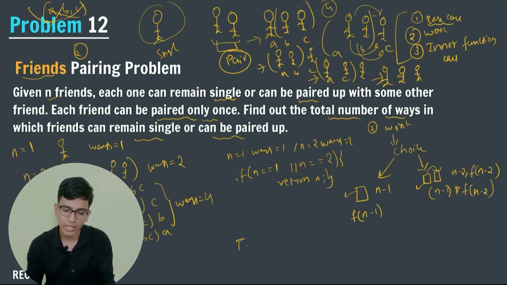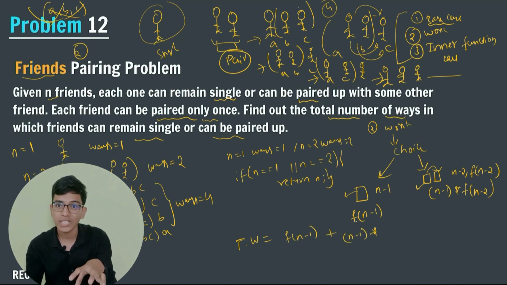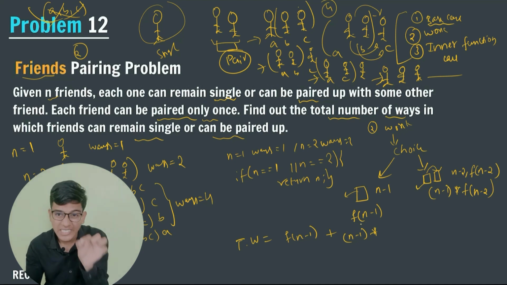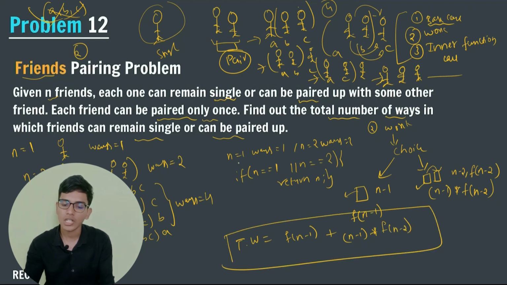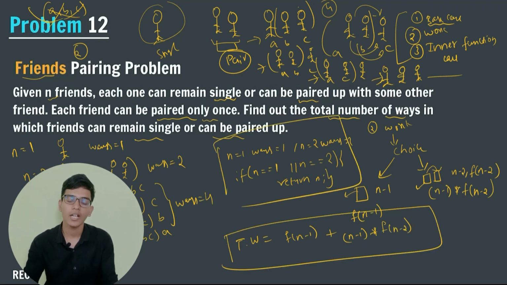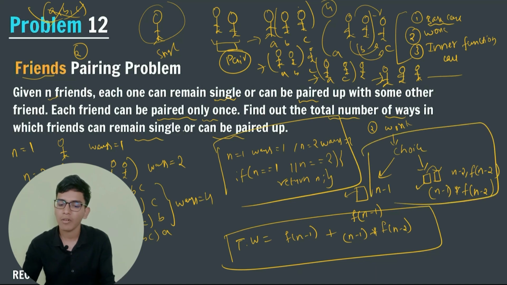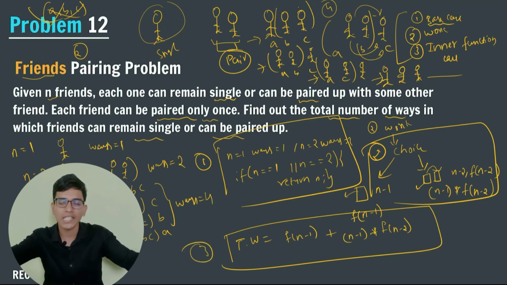So the total number of ways, the inner function call, will be f of n minus 1 plus n minus 1 times f of n minus 2, because n minus 1 friends are possible for that particular single person to make pairs. So this is the function call, this is my base case, and this is the work I am performing. All these 3 things are clear.